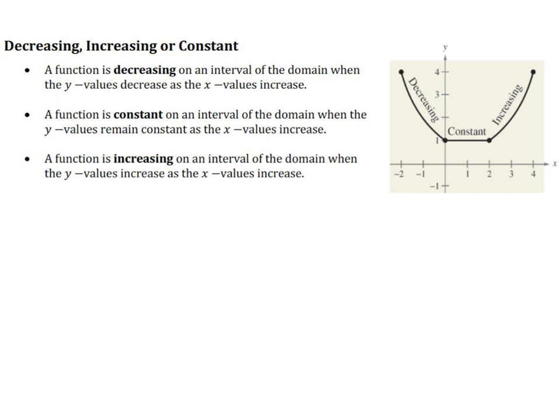So decreasing, I always say we're looking from left to right. So decreasing is when you're walking down the hill. Constant is when you're not walking up or down at all. And then increasing is when you're walking up the hill. Again, if you're going from left to right.